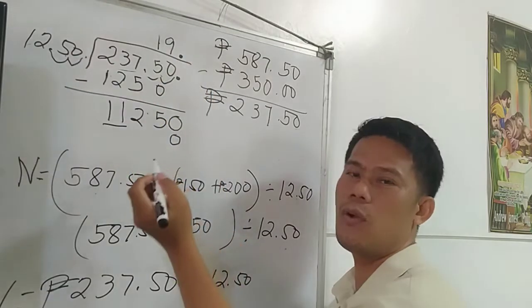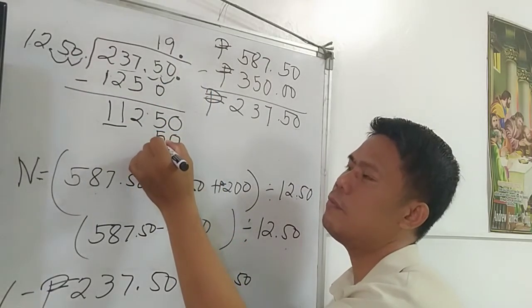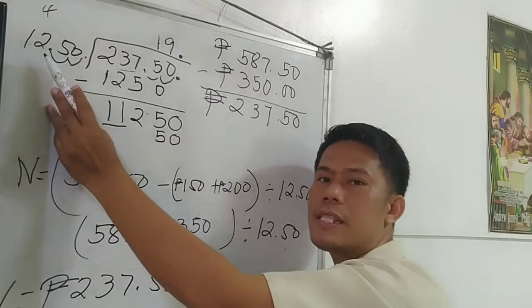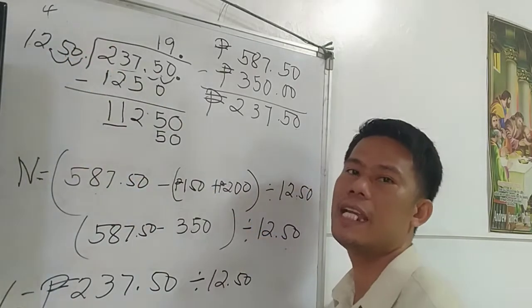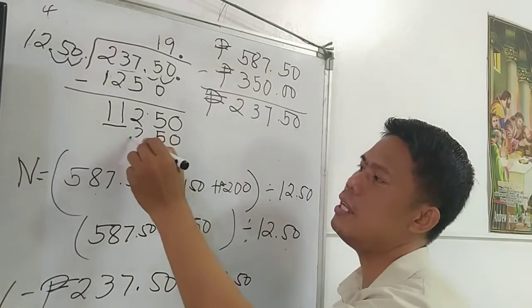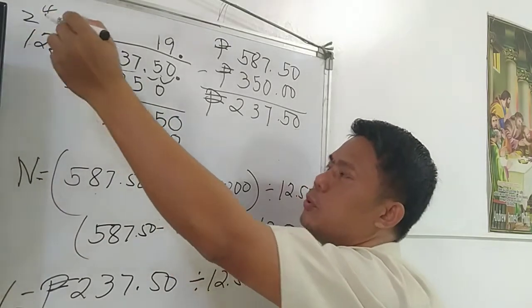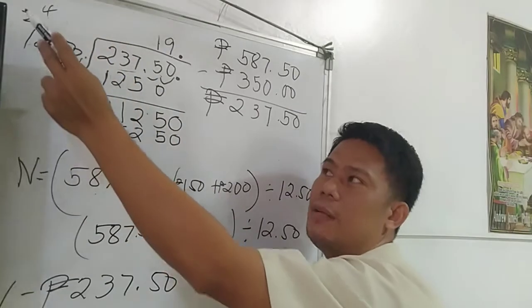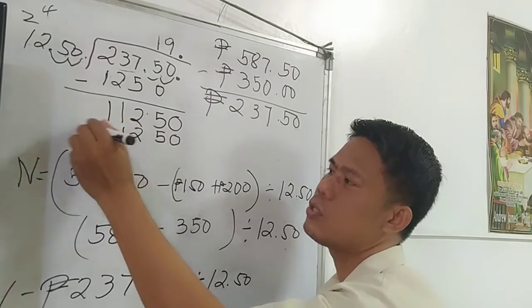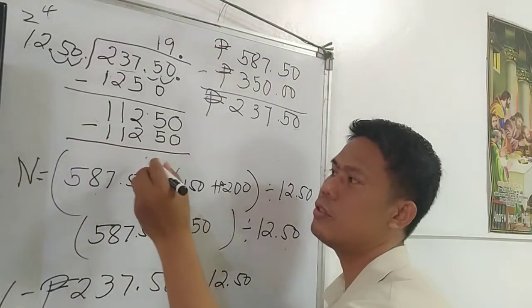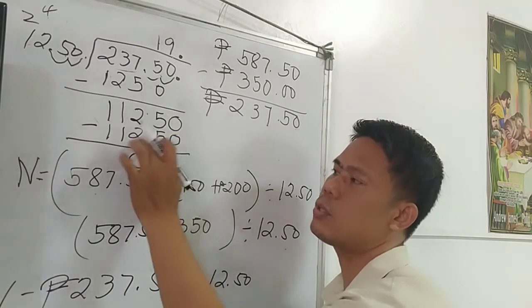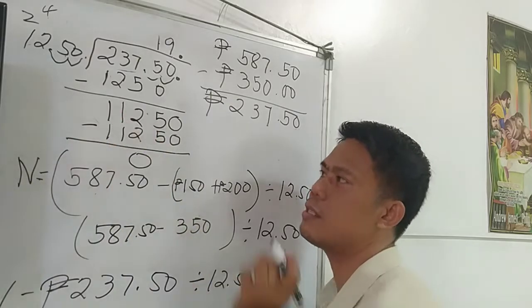9 times 5 equals 45. Okay, bring down 5, carry up 4. 9 times 2 equals 18, plus 4 equals 22. Very good. So bring down 2, carry up 2. Now, 9 times 1 equals 9 plus 2 equals 11. So they are equal. Then we subtract. 0 minus 0 is 0, 5 minus 5 is 0, 2 minus 2 is 0, 1 minus 1, 0, 1 minus 1, 0.